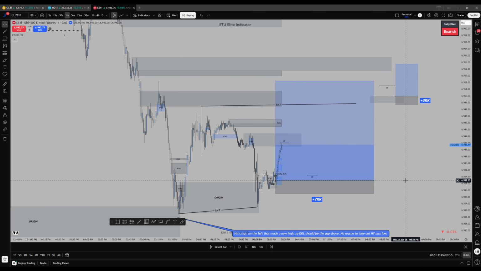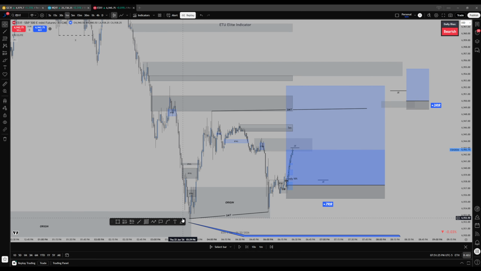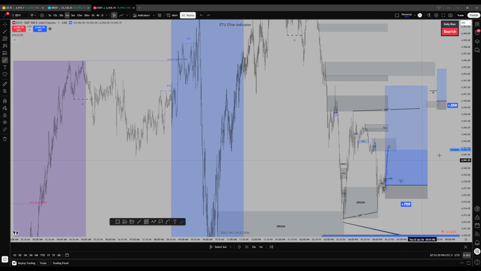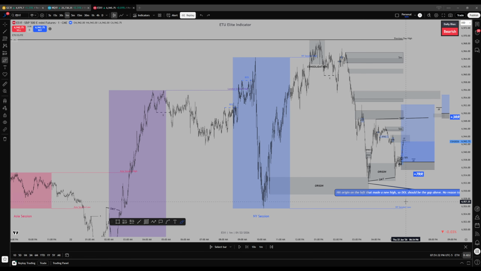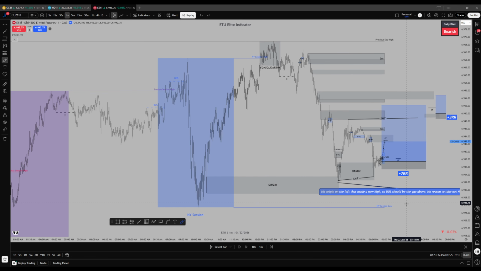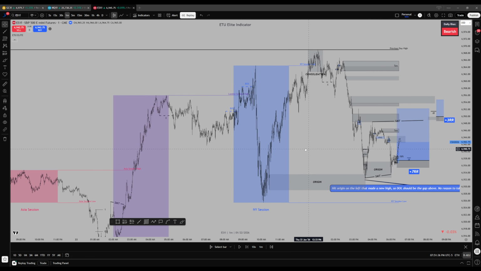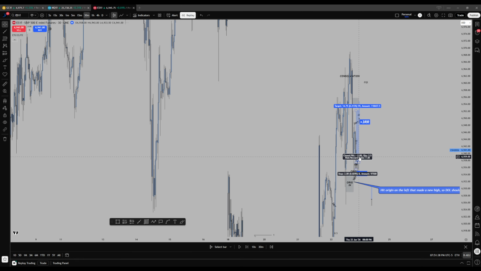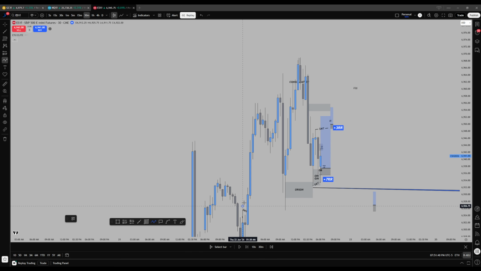So now there's different ways you can manage this trade here. One way you can manage this trade is going break even when we mitigate an opposing PD array such as this. Now for me, I believe I did not go break even or anything on this trade. This was just like a set and forget. Why? Because this is a high probability mechanical model.